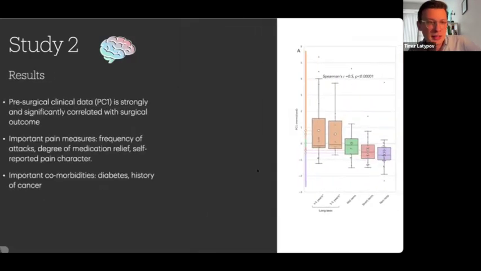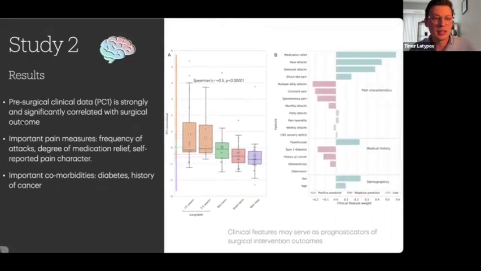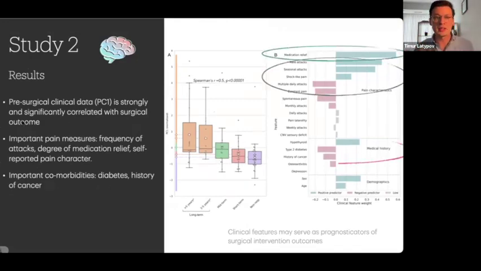So I'll start from clinical data. In fact, this analysis showed that pain and non-pain related measures can be used to forecast the surgical outcome. This analysis reveals strong correlation of combined and transformed pre-surgical clinical data with the surgical response duration, with strong and significant correlation measures. So in fact, when we looked at the important measures of this component, it included medication relief degree, as well as the frequency of attacks, and presence of conditions like diabetes type 2 and history of cancer as informative for predicting the outcome for these patients.